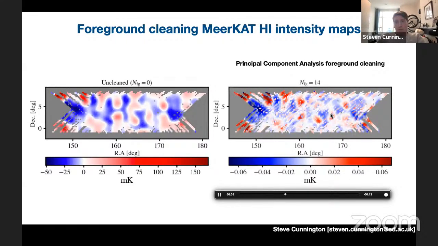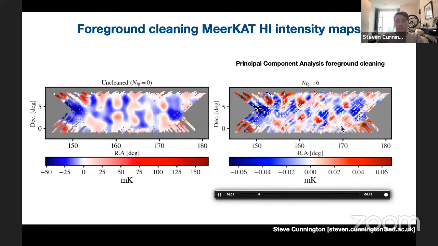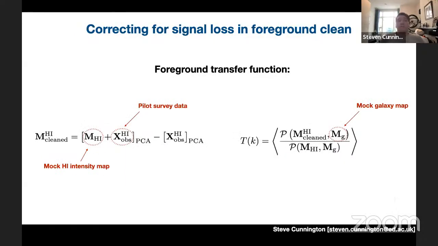Unfortunately, you don't get this for free. If you're having to do quite an aggressive foreground clean, which it looks like we do have to do, you get quite a lot of signal loss in the data. So this is something that we have to correct for to make sure we don't lose all our HI signal. To correct for the HI signal loss, we're implementing what's called a foreground transfer function. This has been a method utilized in, as far as I'm aware, all previous attempts at doing a cross-correlation detection. The way this process works is you utilize mock intensity mapping data.